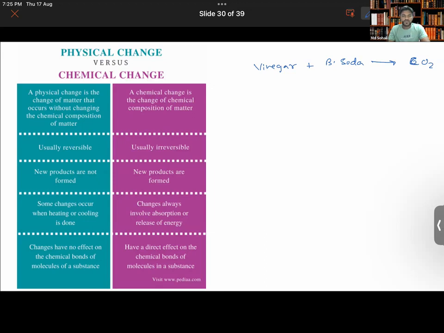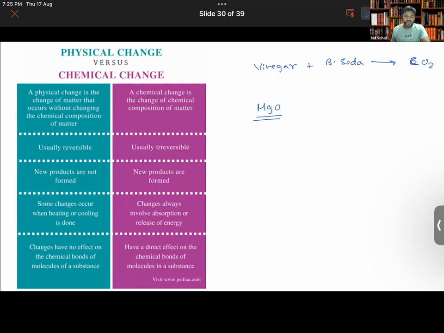Next question to you is: name at least one of the chemical changes that takes place when magnesium ribbon is burnt, and name the new substance that is formed. Magnesium oxide. Magnesium plus oxygen is equal to magnesium oxide, right?